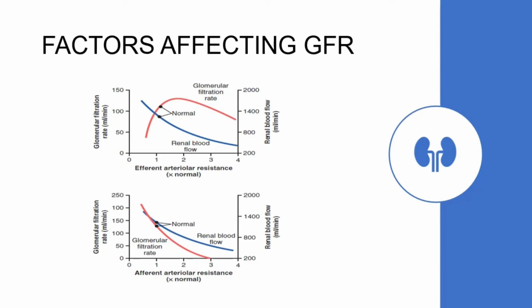In the second graph, we see the relation of afferent arteriolar resistance with GFR and renal blood flow. Here, in contrast to the efferent arteriole, with an increase in the afferent arteriolar resistance, both GFR and renal blood flow are decreasing markedly.